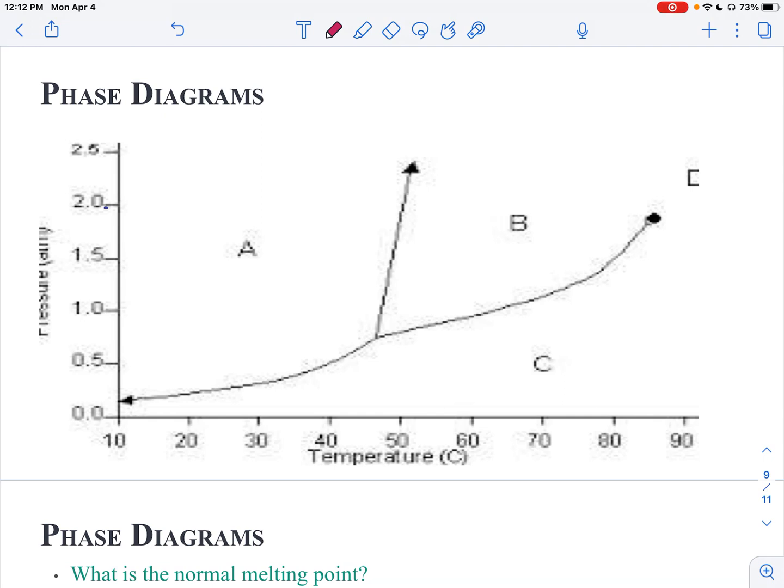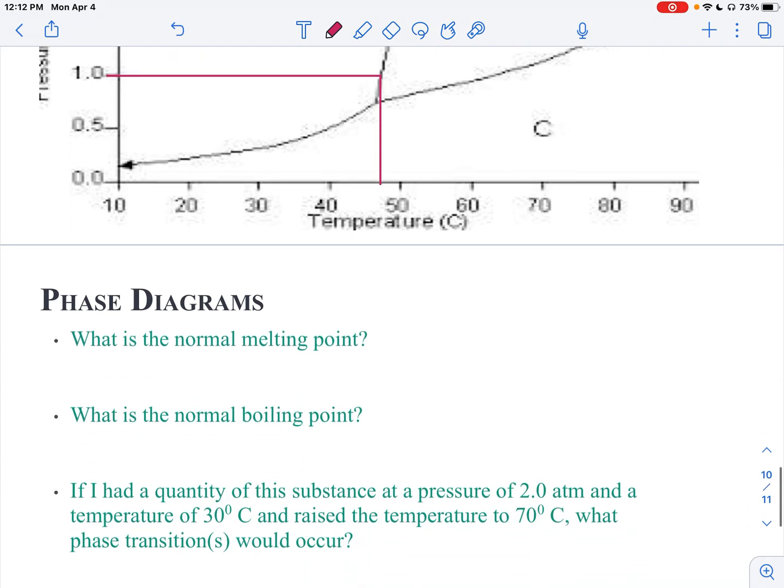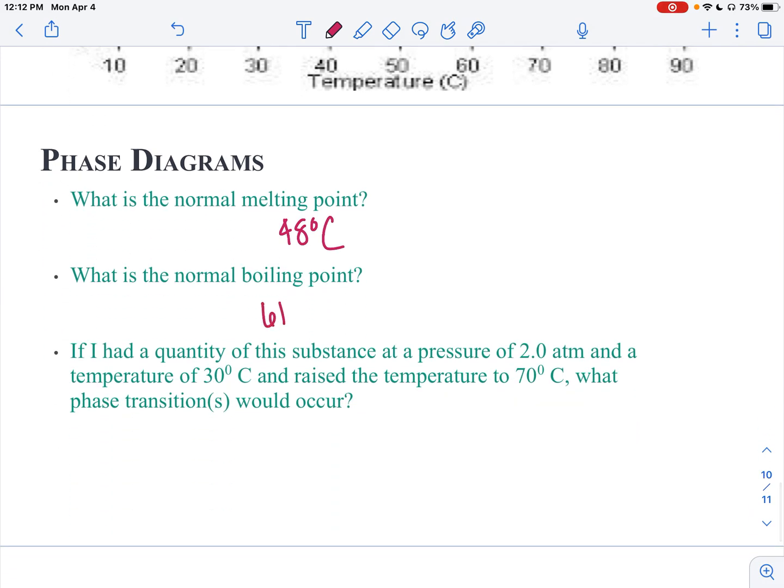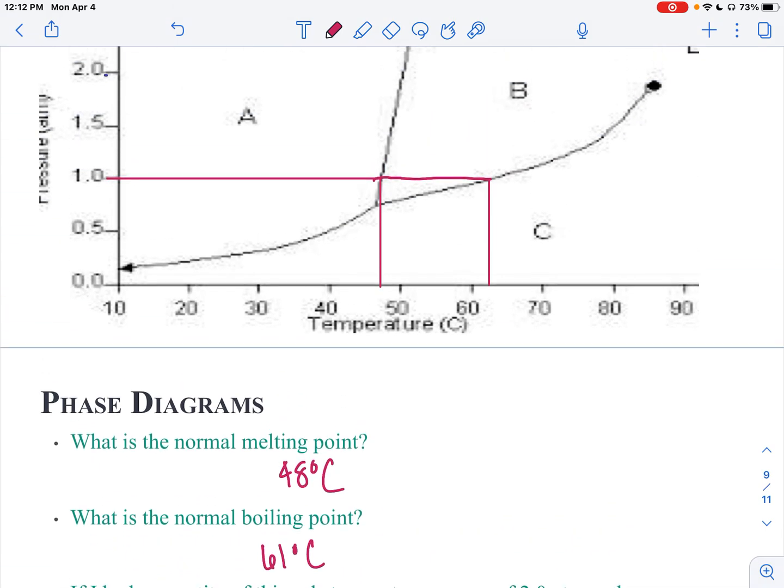So to find that out for whatever this substance is, you just take your line from 1 atmosphere over to the melting point line and then down to the temperature axis. So I'm going to say it's about 48 degrees Celsius. Normal boiling point will do the same thing. Take your line over to the boiling point line and then go down. I'm going to say that's about 61 degrees Celsius. So that's how you would find the melting point or the boiling point.